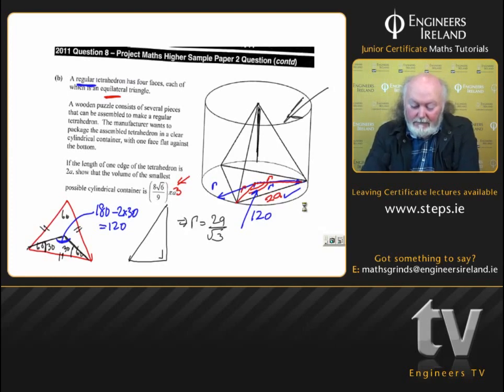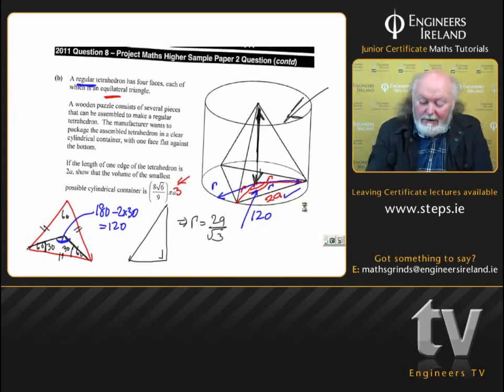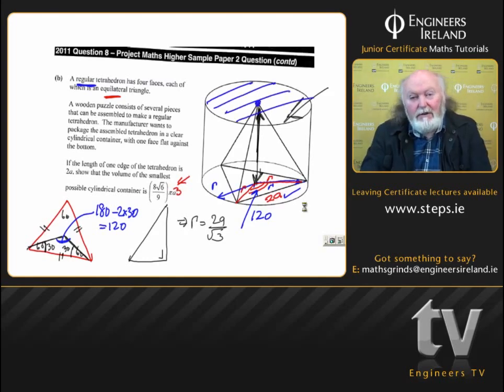Do we know the height of this? Do we know what that is? Have we been told the height of the cylindrical box? Well, all we know is they want the smallest one. That basically means that when you put the lid on here, it's just going to touch the top of the tetrahedron. We need to work out that L length here. We already have the R from here. Look at it coming out here. We want L.